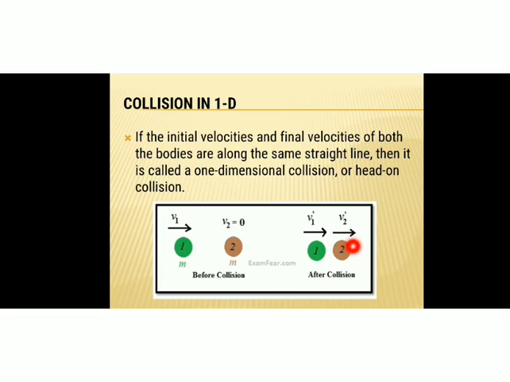After collision, both the first and second objects move along the same straight line. Here the motion of the first object, and after collision the motion of the first and second objects, all take place along the same straight line. So this type of collision is known as a one-dimensional collision or head-on collision. Here the initial velocities and the final velocities are along the same straight line.